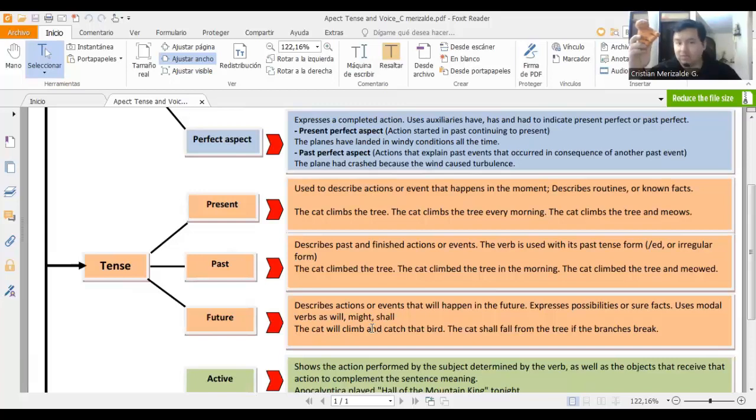Okay, what does the cat do on the tree? We can say this in past: what did the cat do on the tree? We can say the same thing in future: what will the cat do in the tree?